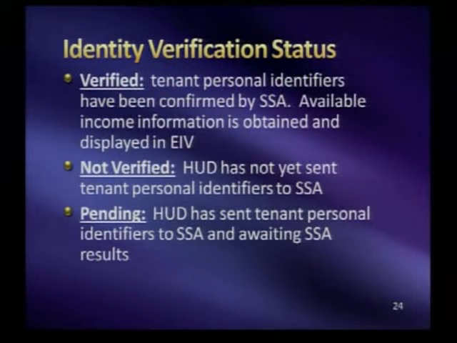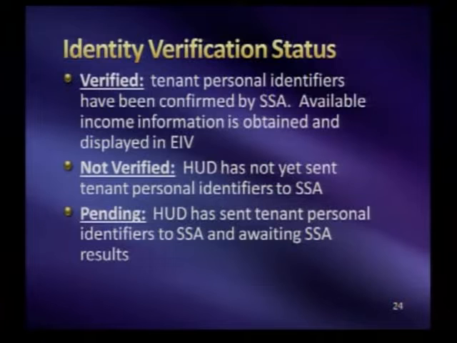Okay. Now, since I was talking about SSA doing this identity validation process, I want to share with you some of the identity verification statuses that you will see in EIV, and these are standard statuses. The first one being verified, which is self-explanatory. Verified means that the personal identifiers that were matched with SSA match, and your tenant is verified. So there's no further action required.